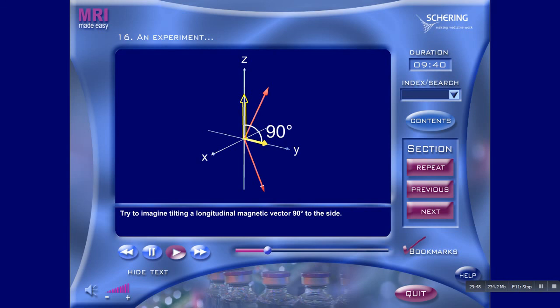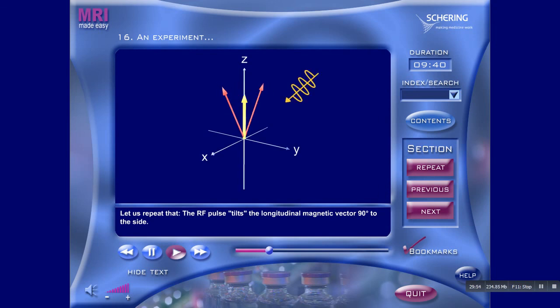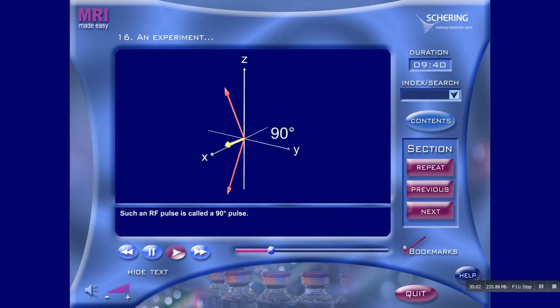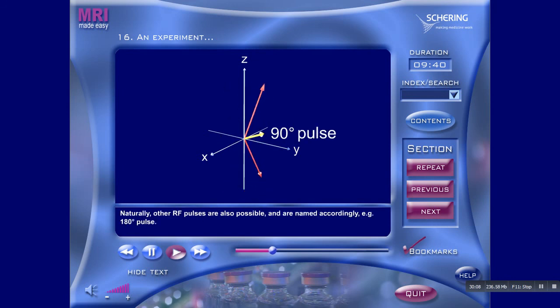Let's repeat that. The RF pulse tilts the longitudinal magnetic vector 90 degrees to the side. Such an RF pulse is called a 90-degree pulse. Naturally, other RF pulses are also possible and are named accordingly. For example, 180-degree pulse.